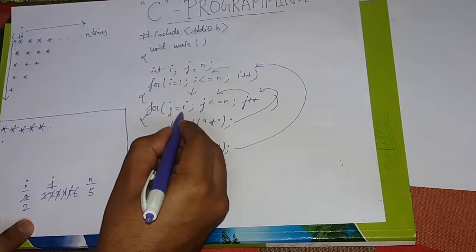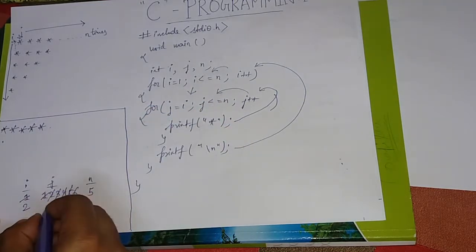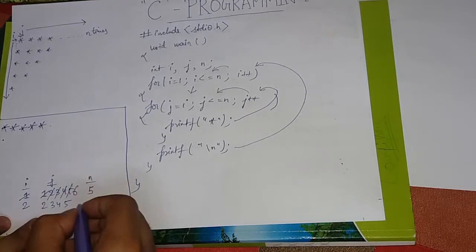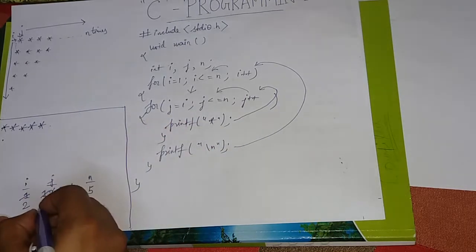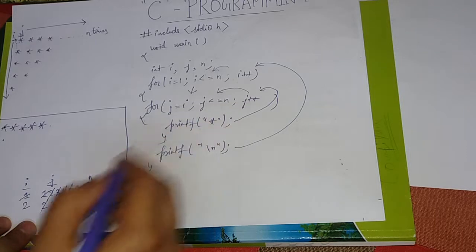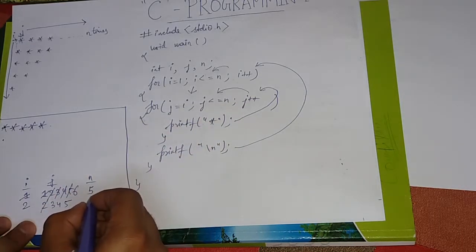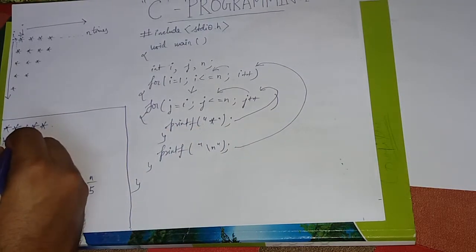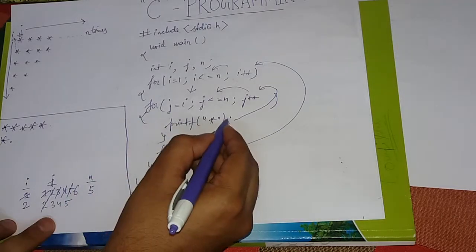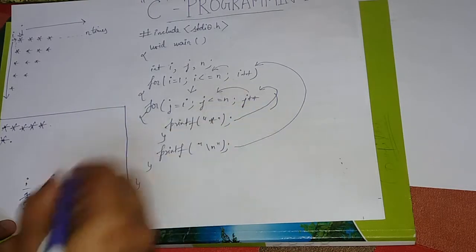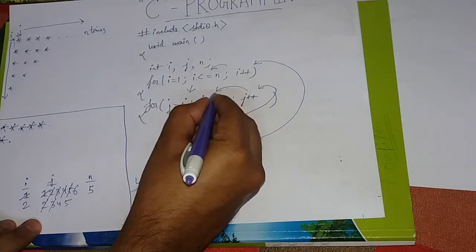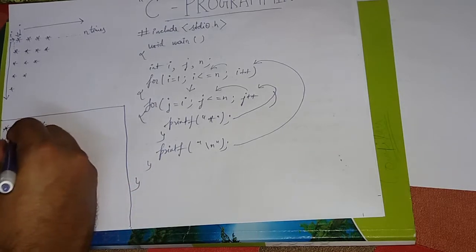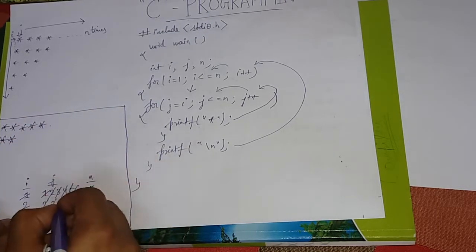Now again j will start from i and go up to n. So it will start from i, which is 2, and go up to n. So first time the j value will be i, which is 2. It will check is j less than or equal to n, is 2 less than or equal to 5, which is the value of n. Yes, true. So it will get inside and print a star here. Now the cursor will come here, and after printing it, it will increment the value of j. j will become 3. Now it will check the condition, is 3 less than or equal to 5, which is true again. So it will print a star.